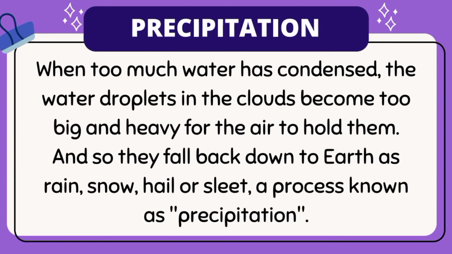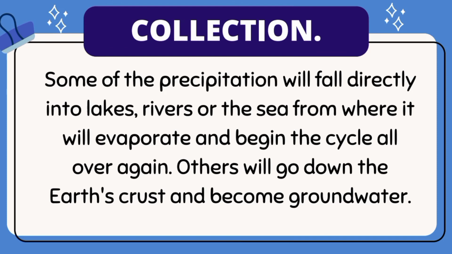Then precipitation. Precipitation is when too much water has condensed. The water drops in the cloud become too big and heavy for the air to hold them, and so they fall back down to the earth as rain, snow, hail, or sleet, a process known as precipitation. So this is what we call precipitation.